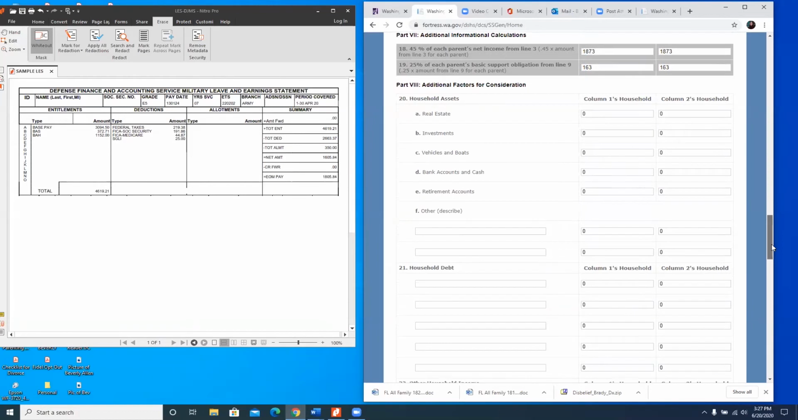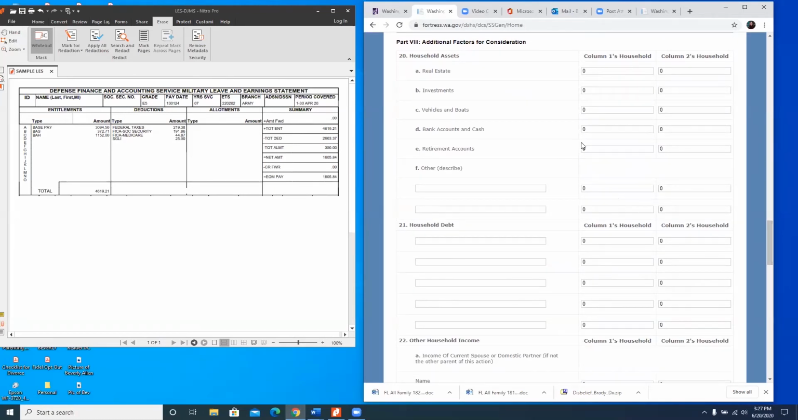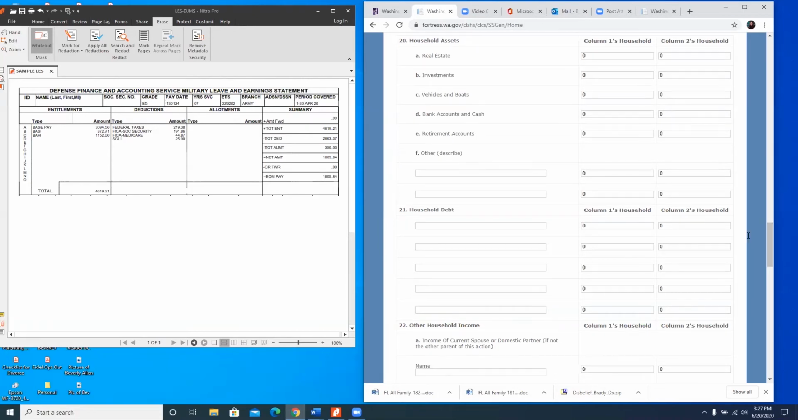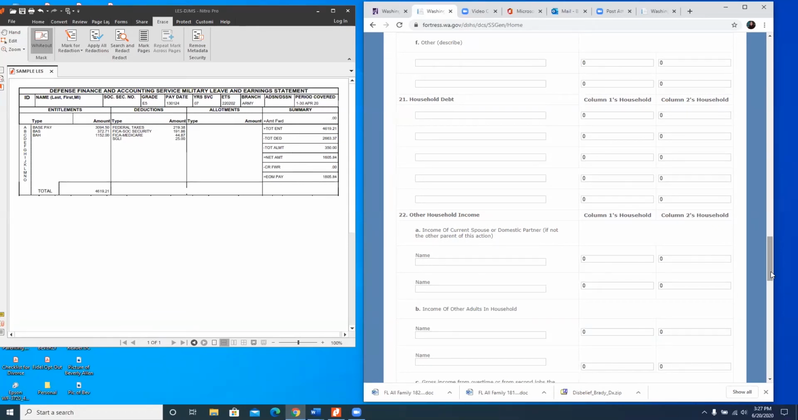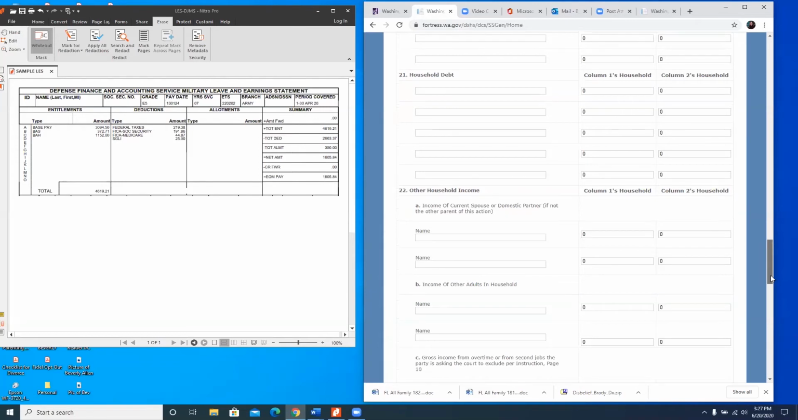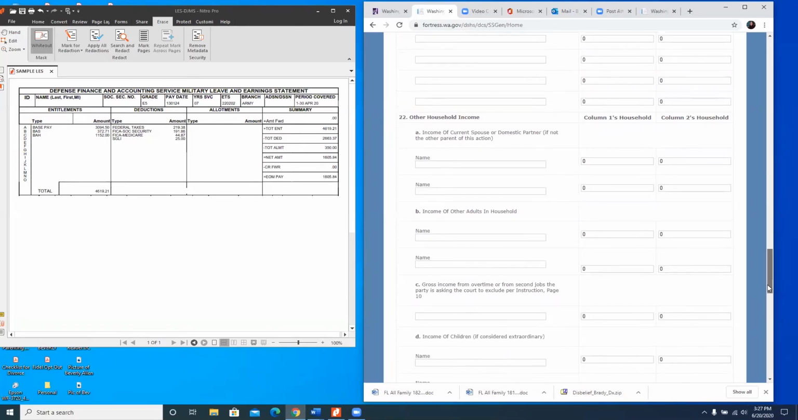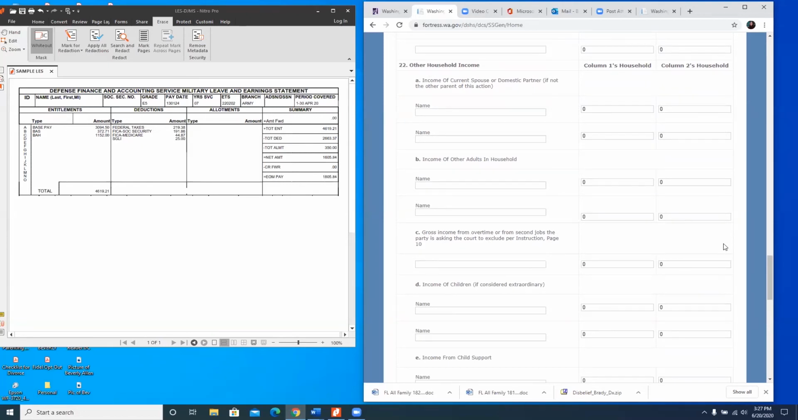All right. So section 20 here, household assets, household debts. These are not typically part of the calculation of the support figure, which is why we usually leave them blank. However, it could be useful, if you do have this information, to show the court how much assets each parent has and how much debt each parent has. The other way to do that, of course, is by filling out a financial declaration, which you should do, and the court may require if you are asking for child support or if child support is an issue.